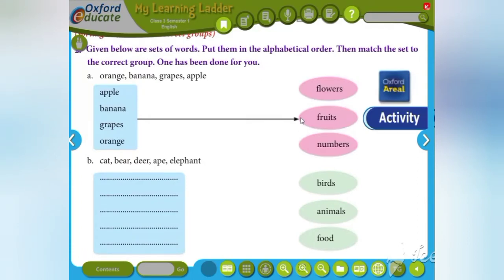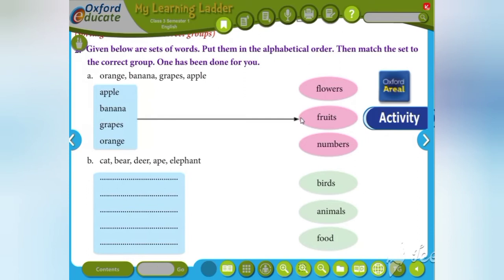And now to the second question. Given below are the sets of words. Put them in the alphabetical order. Then match the set to the correct group. One has been done for you. So first one, A is already done for you. What you have to do, first you have to arrange the words in alphabetical order. So see here, orange, banana, grapes, apple. It's given like that, right?